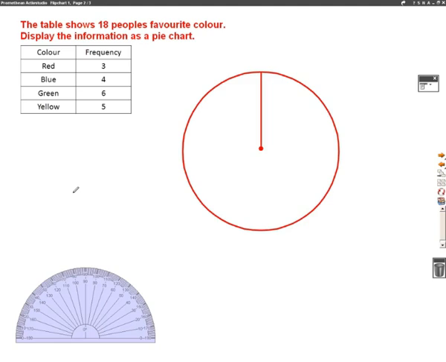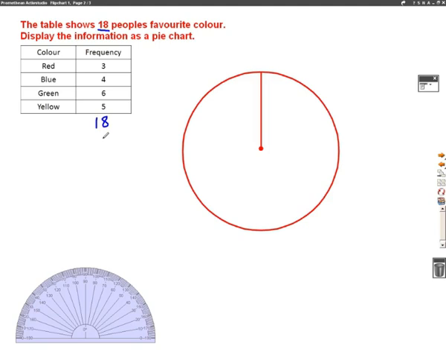So, to draw a pie chart, first thing we're going to do is we're just going to add up how many people we've got. Well, we know what this is going to add up to because it tells me in the question this will add up to 18, but let's check anyway. 3 plus 4 is 7, plus 6 is 13, plus another 5 gives us a total of 18. So the first thing I do is I add up how many people we've got altogether.